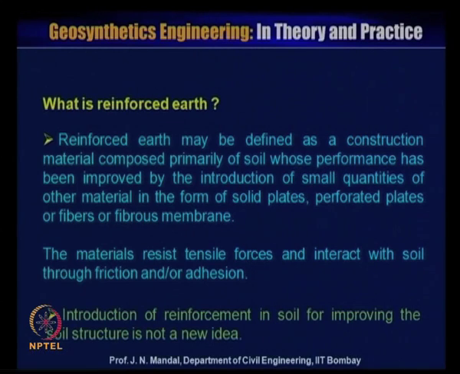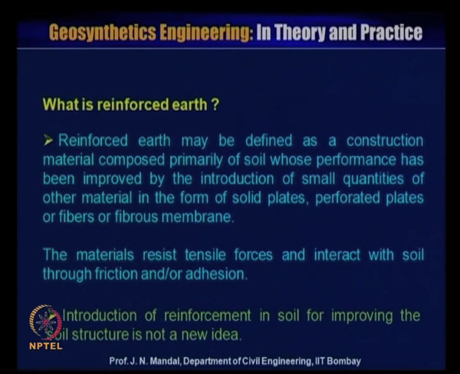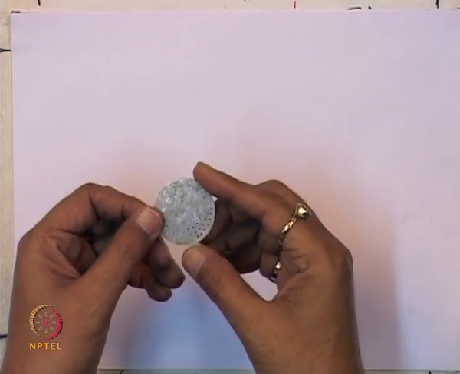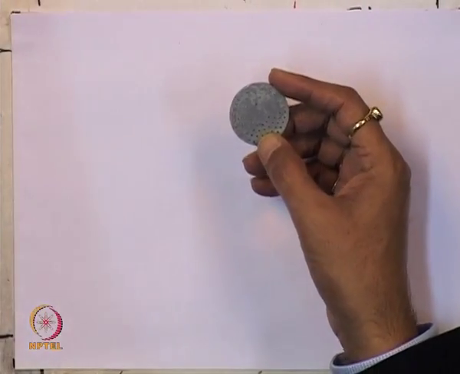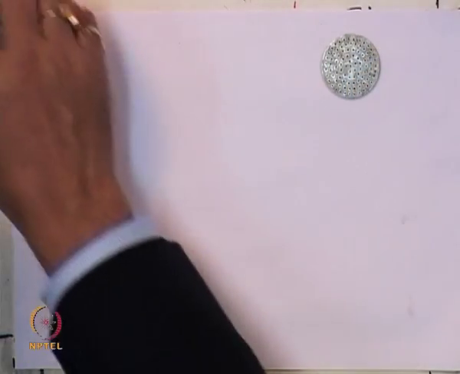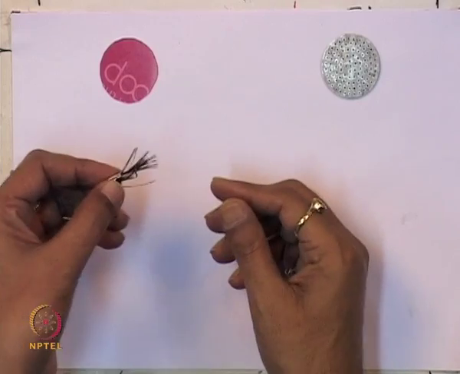Reinforced earth may be defined as a construction material composed primarily of soil, whose performance has been improved by the introduction of a small quantity of other material in the form of solid plate, perforated plate, or fiber or fibrous membrane. Just like this kind of material, this is the perforated material that you can use. You can use also the solid material like this. You can also use it in the form of fiber elements like this.